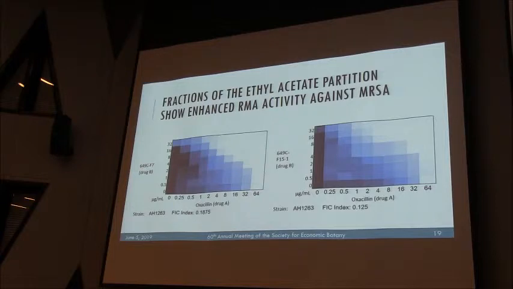These are two fractions off of the ethyl acetate partition. I just wanted to point out that as we are continuing in our isolation strategy, we are seeing greater and greater activity. You can see in this plot, the dark shows heavy growth. I wanted to point that out because neither of these drugs work well on their own. In this case, you have the extract fraction, and on the other end going horizontal is the antibiotic. Where the dark colors are, that's showing heavy growth. So alone, they do not work. Together, they do.